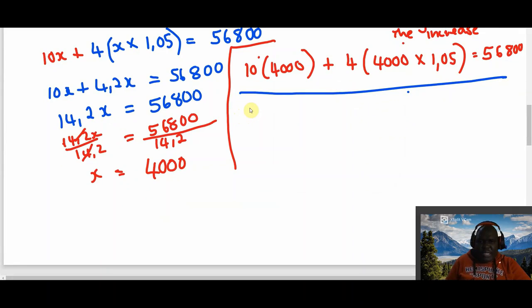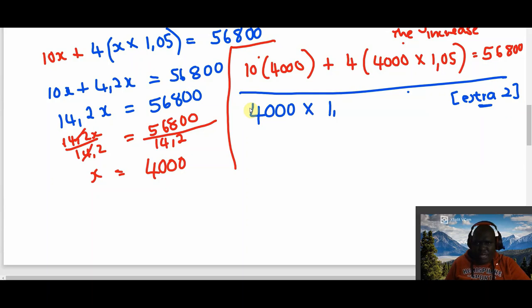Okay, so meaning that if we take 4,000, remember we are extra by 2. We are extra by 2 months, so we must subtract these 2 months. So if we take 4,000 multiplied by 1.05 multiplied by 2, we will get how much we are supposed to deduct from the rent expense.